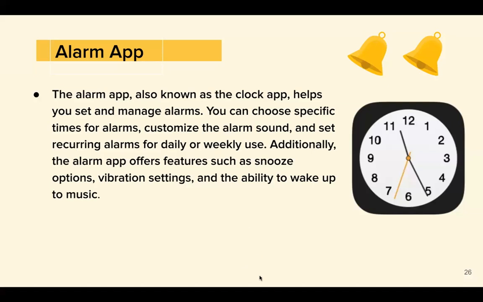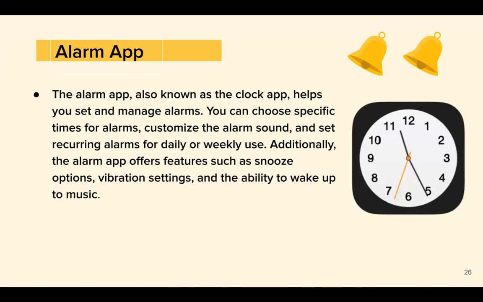So unless anyone else has any more questions, I'm going to go into the alarm app. The alarm app, which is also known as the clock app, helps you set and manage alarms. You can choose specific times for alarms, customize the sound, and set repeating alarms for daily or weekly use. These should be used separately from reminders, though, because reminders are more about events. Alarms would be more like to wake up or to start work. Also, you can snooze the alarm, so it waits 5 minutes before reminding you again.